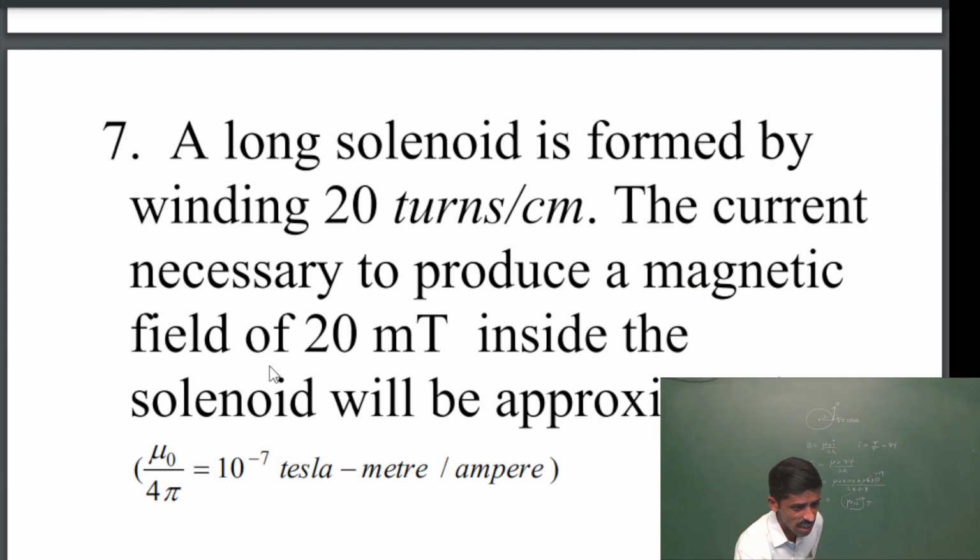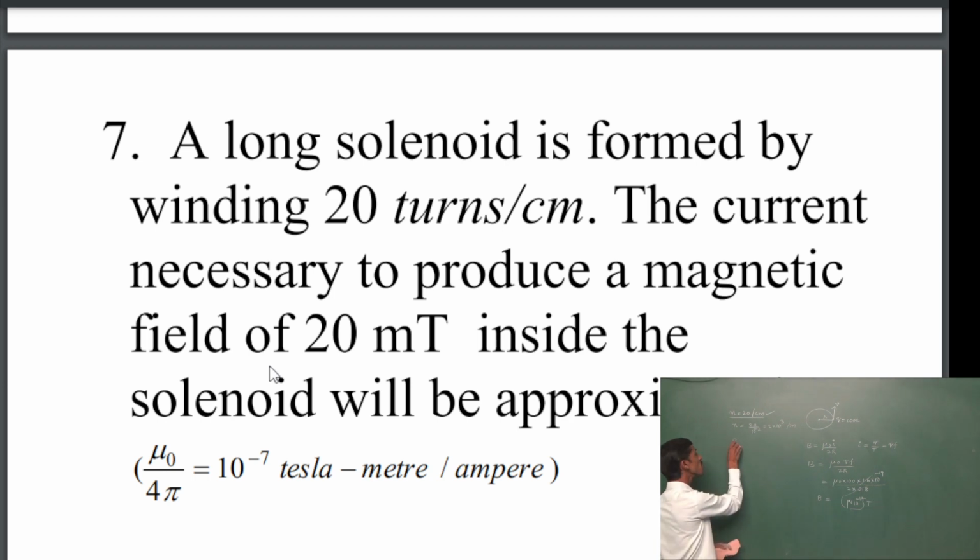Next question. A long solenoid is formed by winding 20 turns per centimeter. The current necessary to produce a magnetic field of 20 millitesla inside the solenoid will be approximately. So a long solenoid is given, with the number of turns per unit length, small n, given as 20 per centimeter. How many turns are there per meter? Per centimeter is 20, so 20 by 10 to the power of minus 2, which is 2000. So 2000 turns are there per meter.